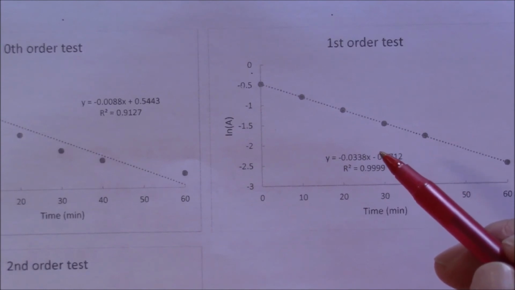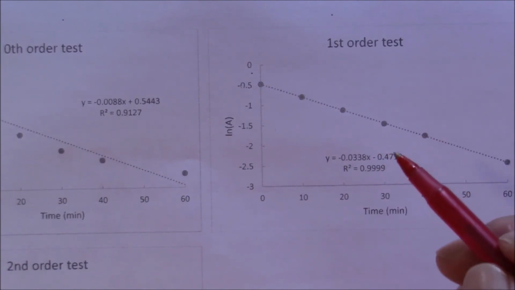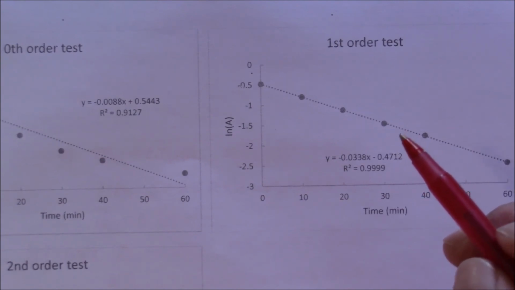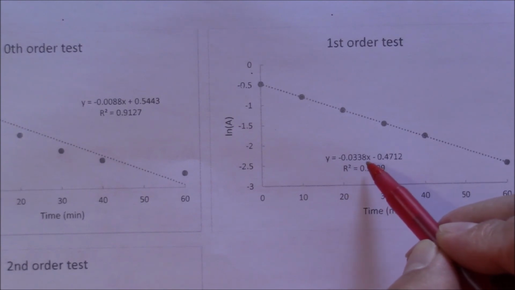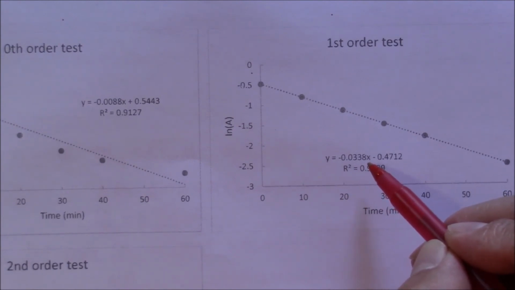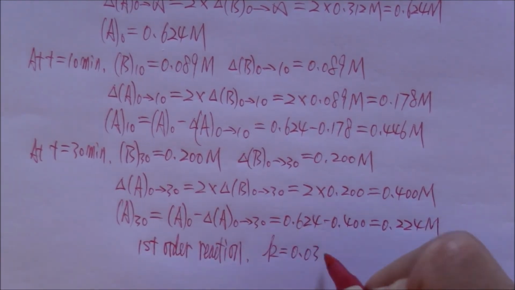From the slope, we can get the rate constant K of the first order reaction. It is equal to negative slope. That means K is equal to 0.0338. The unit is 1/s. We're done.